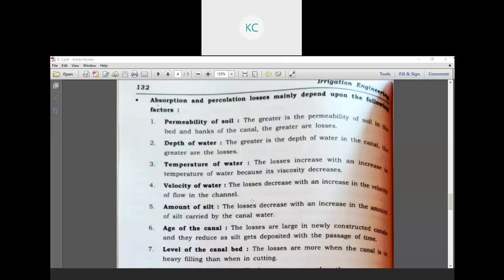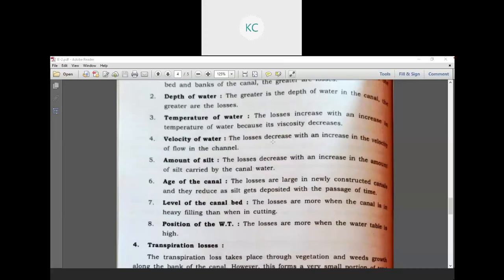Velocity of water: the losses decrease with the increase in the velocity of the flow in the channel. As we know, જો વોટરની જે સ્પીડ વધારે છે તો વોટર જેટલા સ્પીડમાં પાસ થશે બરાબર તો એના લીધે તમારો જે લોસ છે એ ઓછો થાય. બરાબર. Next છે amount of the silt. The losses decrease with the increase in the amount of the silt carried by the canal water.